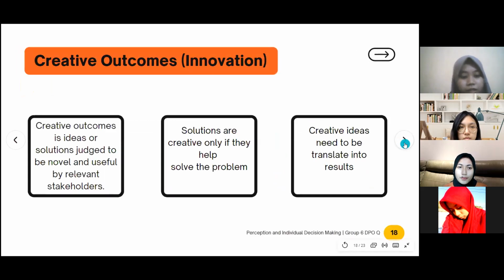And the final stage is outcomes. Creative outcomes are ideas or solutions judged to be novel and useful by relevant stakeholders. Solutions are creative only if they help solve the problems, because ideas are useless if they don't help to solve the problems. A creative idea needs to be translated into results.